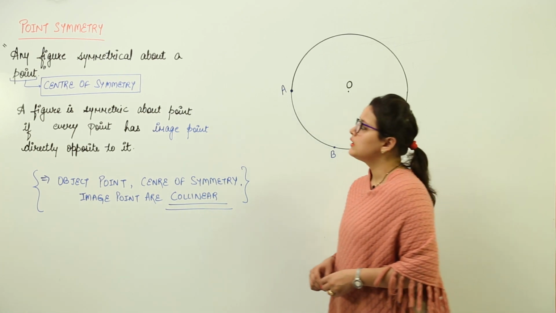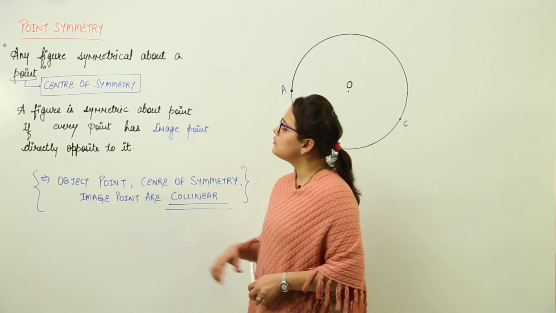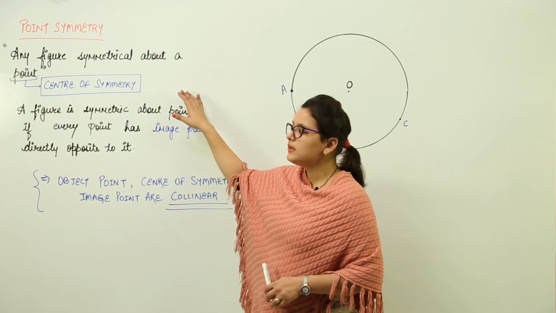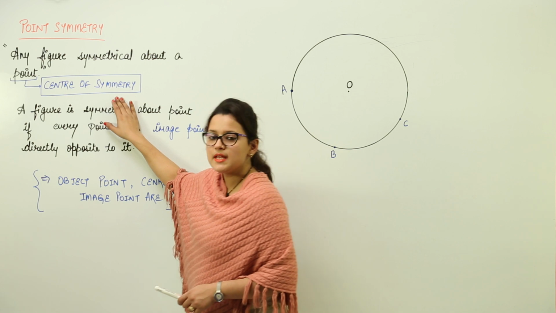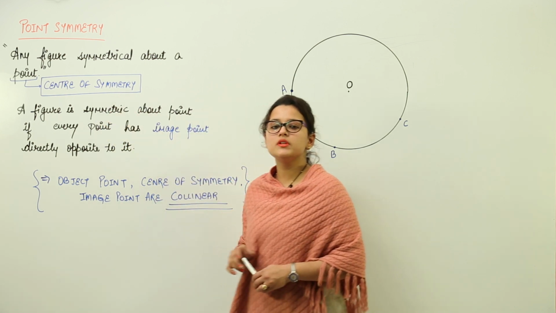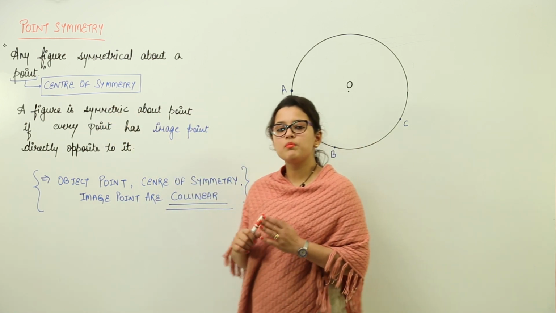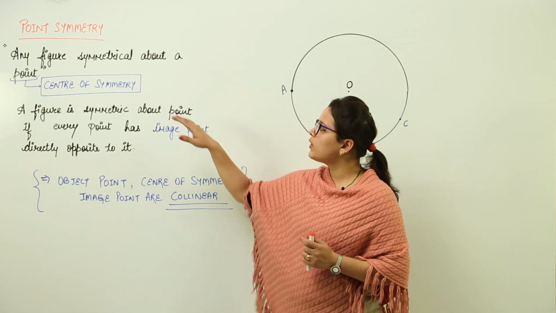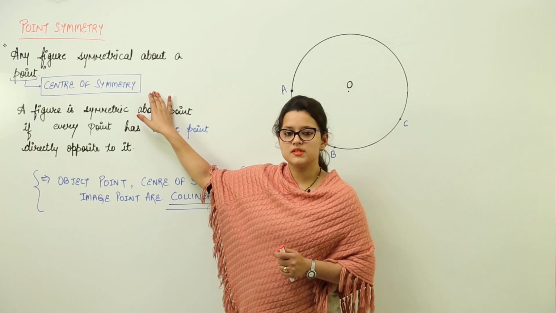Point symmetry. Now point symmetry is in which we have any figure symmetrical about a point, and that point will be known as the center of symmetry. Because we are dealing with point symmetry, we must have a point about which we have a symmetry, so that point will be known as the center of symmetry.